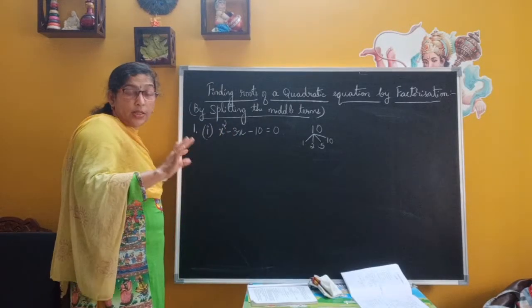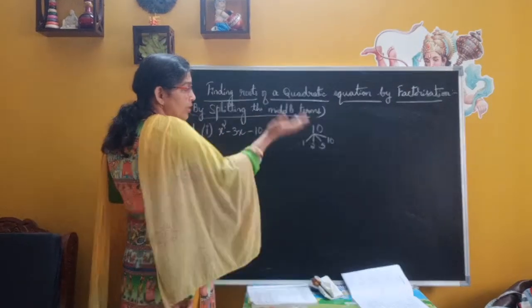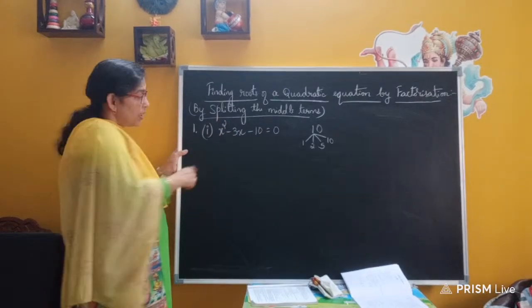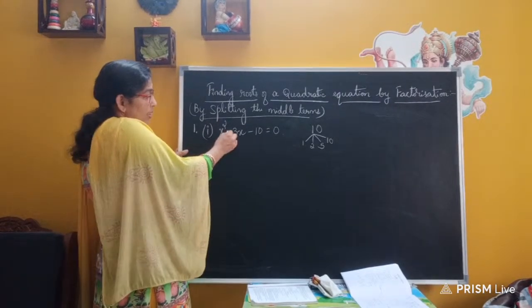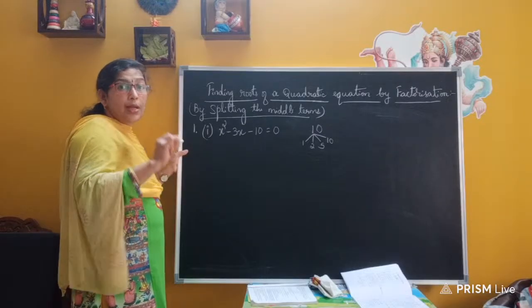The product is positive only, so one number should be plus and one number should be minus. Now see the sign of the second term, the middle term. It has a minus sign. When do we get a sum as negative? When the greater number has a negative sign.